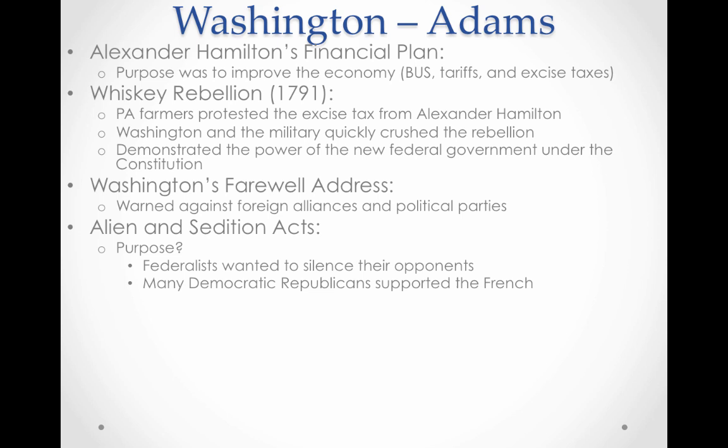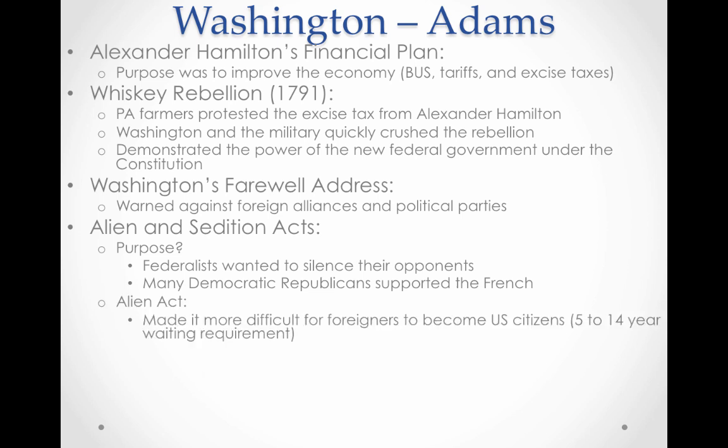Many Democratic Republicans supported the French. Many Federalists supported the British. And the Alien Act made it more difficult for foreigners to become U.S. citizens. There was a 5 to 14-year waiting requirement before you could actually gain citizenship. So a lot of the people coming here during this time would be French, who would support the Democratic Republicans.